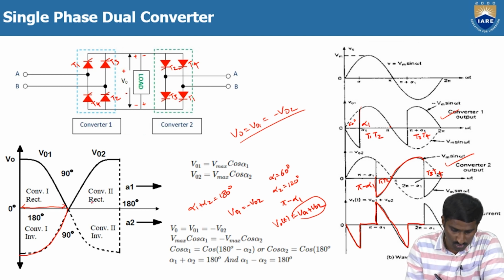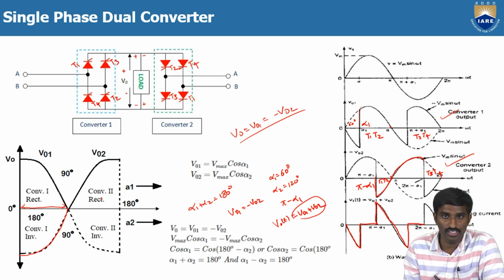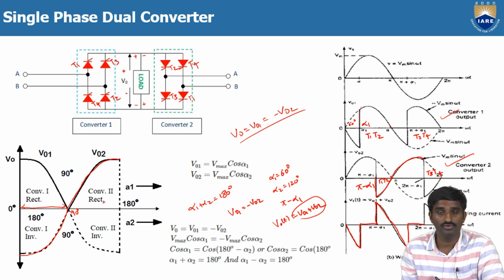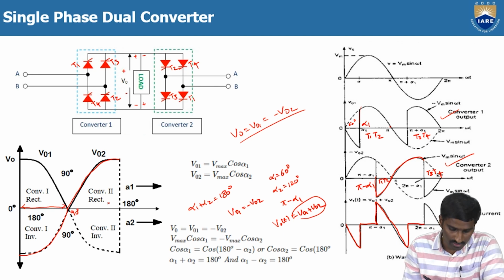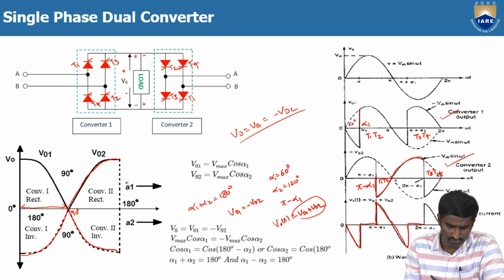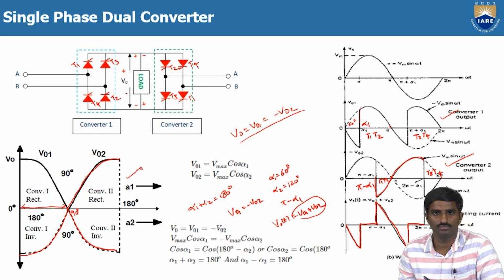In the same way, if converter 2 operates in the rectification mode, then you have to operate it from 90 to 180 degrees. Then converter 2 will operate in rectifier mode. And again from 0 to 90 degrees, converter 2 will operate in inverter mode. So in this way also we can explain the dual converter operation.